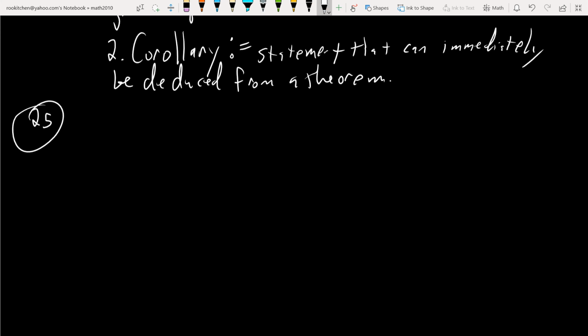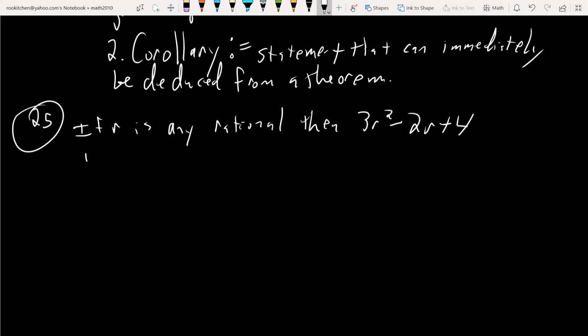This is 25. If r is any rational, then 3r squared minus 2r plus 4 is also rational. Okay, so what they want you to do is use the previously established theorems in order to get this thing as a theorem, or prove it to be true. So they list the theorems that you can use. And the book, this is 25.